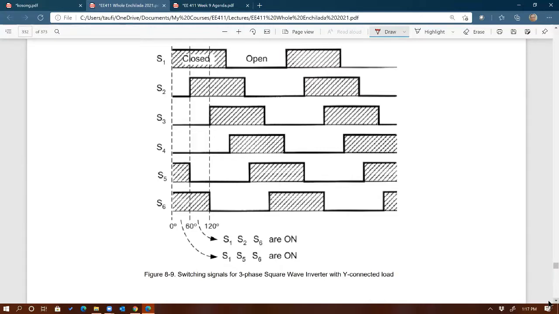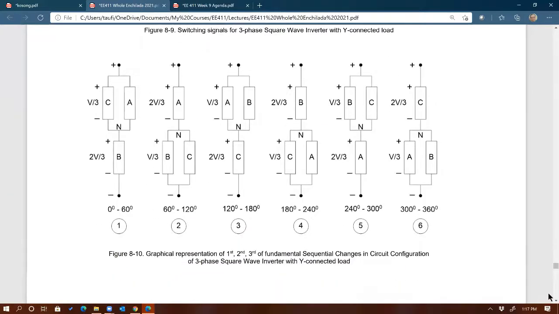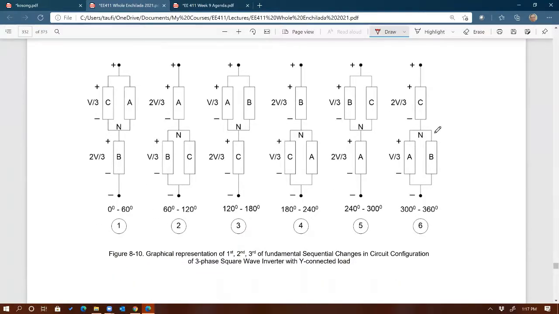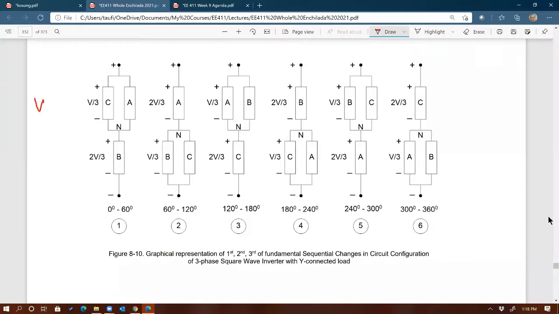And so on and so forth, okay? Any questions so far? So then what I would like you to understand is this right here, that 6 different states. Why 6? Well, each state is 60 degree long, see that? Right, 360 divided by 60, that's 6 different states. And you can see that I'm only looking at the load, right? Because we are interested in the output voltage waveform, right? VAN, VBN, VCN, right? So this is what we need to look at.